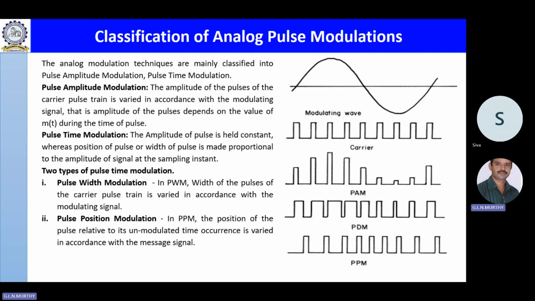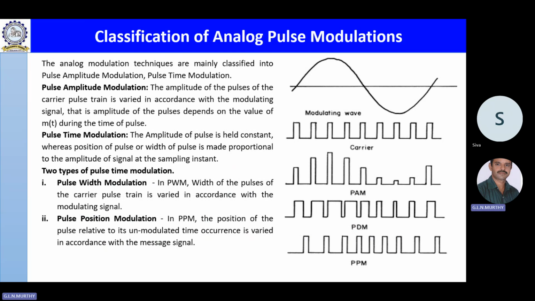Okay, then classification. Pulse modulation techniques are classified into three types. To be strict enough, analog pulse modulation techniques are classified into three types. One is PAM, pulse amplitude modulation. Second one, PWM, pulse width modulation. Third one, PPM, pulse position modulation. With this foundation in the mind, let us slowly go to PAM.